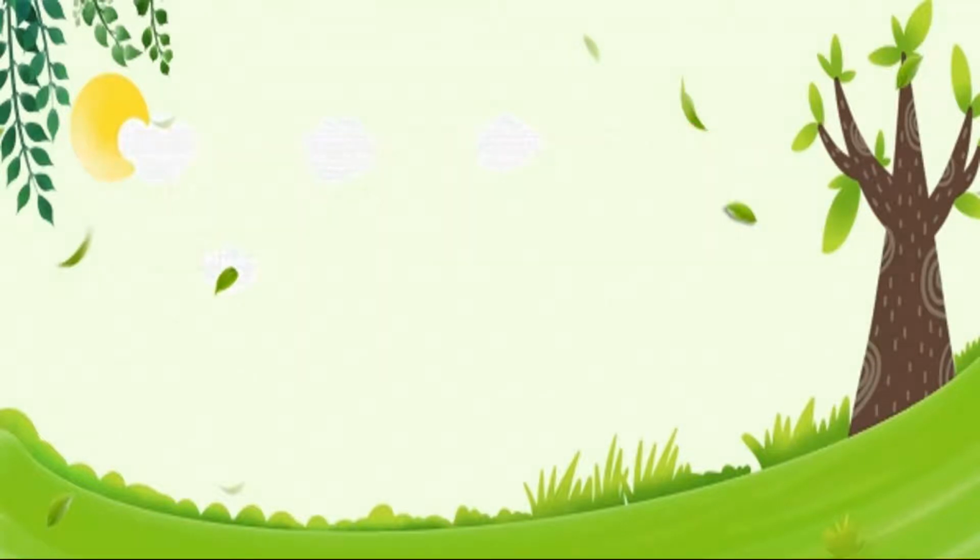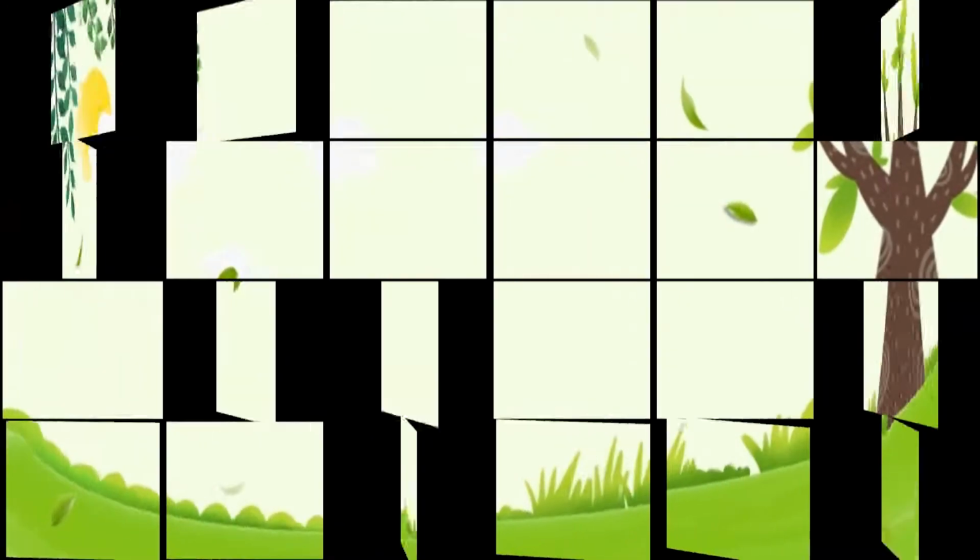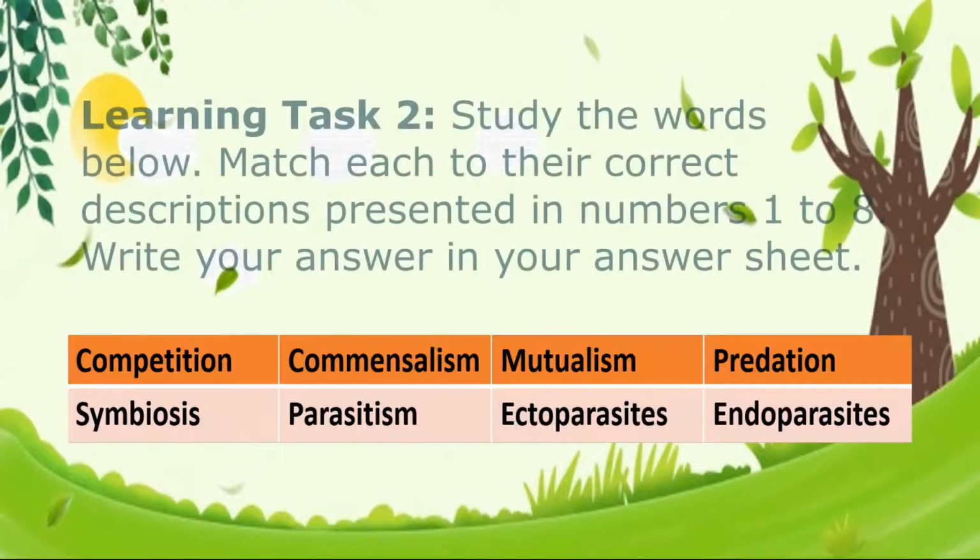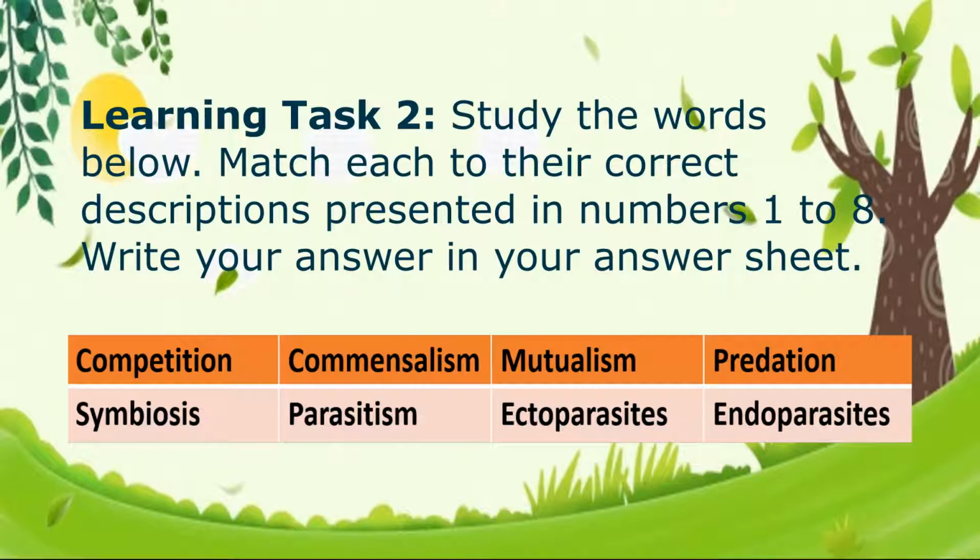Now that we are done discussing the ecological relationships, let us proceed to learning task 2. Study the words below. Match each to their correct descriptions presented in numbers 1 to 8. Write your answers in your answer sheet. In the table, the choices are competition, commensalism, mutualism, predation, symbiosis, parasitism, ectoparasites, and endoparasites.